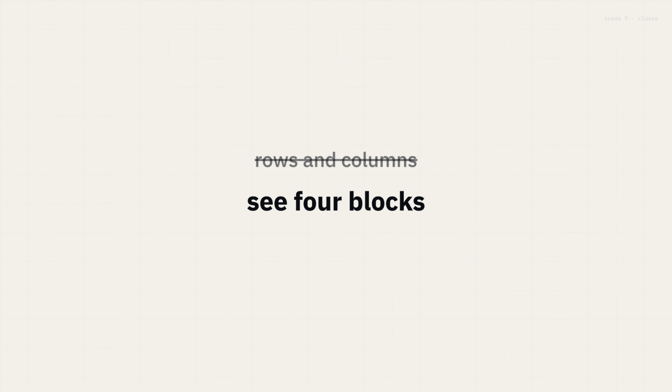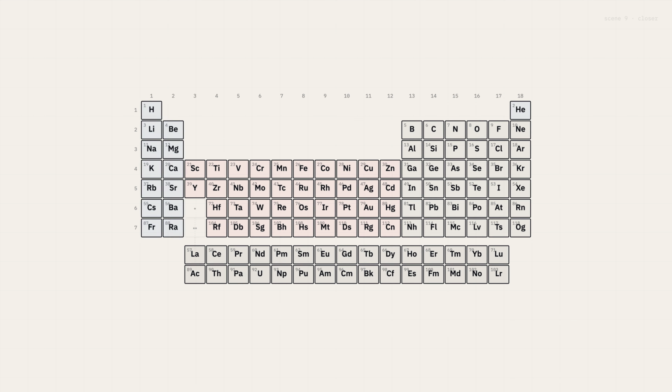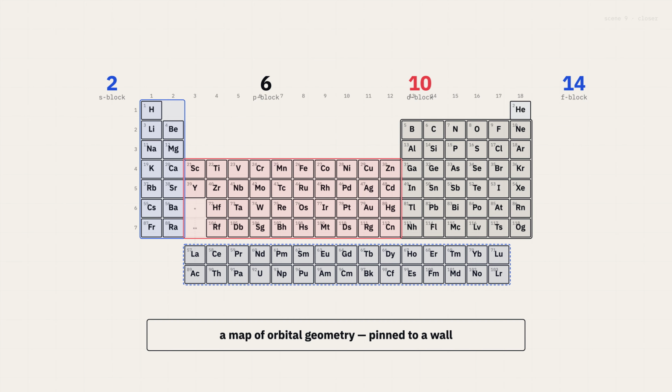So the next time you look at the periodic table, don't see rows and columns. See 4 blocks, 4 shapes, 2, 6, 10, 14. The table isn't a chart. It's a map of orbital geometry pinned to a wall.